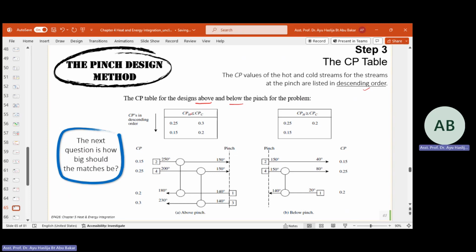CPH smaller or equal to CPC. Okay, CP in descending order. Arrange them in descending order above pinch. Same thing for below pinch. One is hot, hot, cold, cold. So from here we can see smaller for above pinch and larger for below pinch.